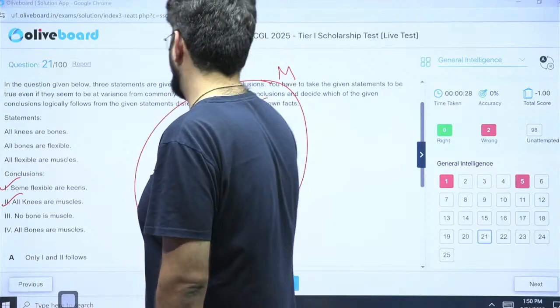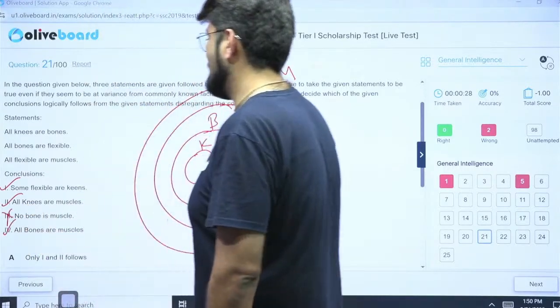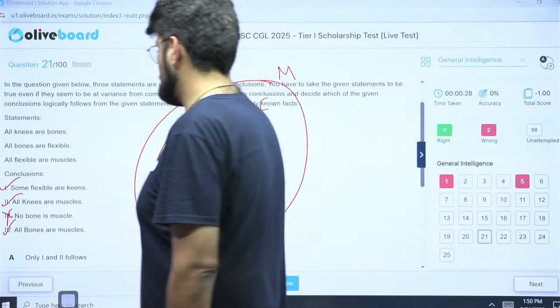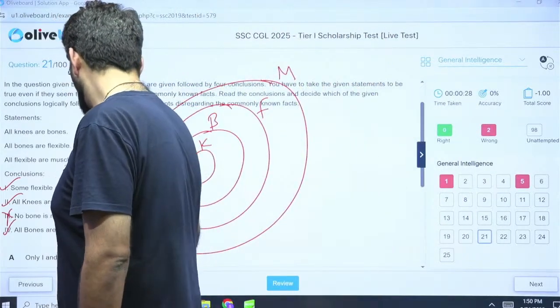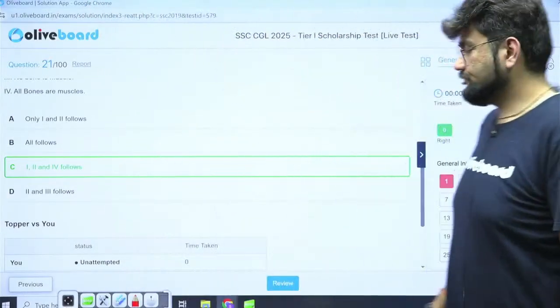No bone is muscle, not at all. All bones are muscles, yes. Okay. I think 1, 2 and 4, that's the only conclusion set which follows. There is no either or going on, right? So 1, 2 and 4, option C is the right one.